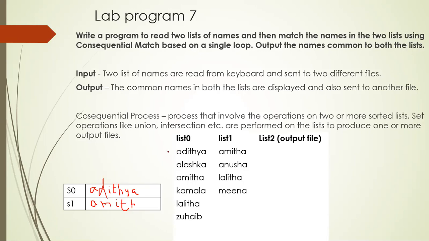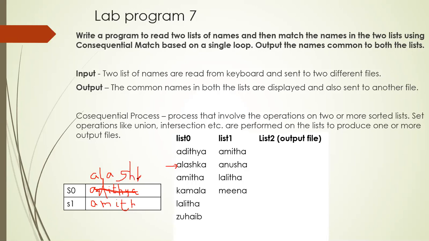So for the name which is less, the next line of name is read. That is, the pointer is incremented, so that now S0 is pointing to this name, Alashka. So I copy Alashka here, and I copy the content of Alashka into S0. So Alashka into S0. Fine. So Alashka is copied to S0.